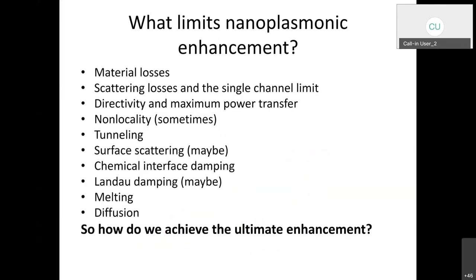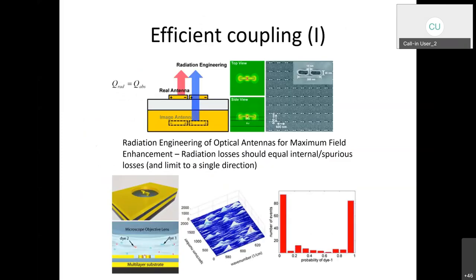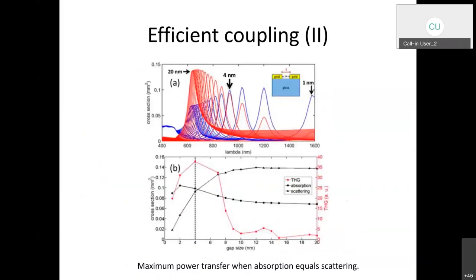So these are the limits, and essentially we can get rid of many of these limits, and we can do better and get the maximum enhancement by paying attention to each of these limits and trying to get rid of them. For example, you want to have efficient coupling, you want to use directivity, you want to use the maximum power transfer. Here's an example where we looked at the maximum field that you'll get in small gaps.